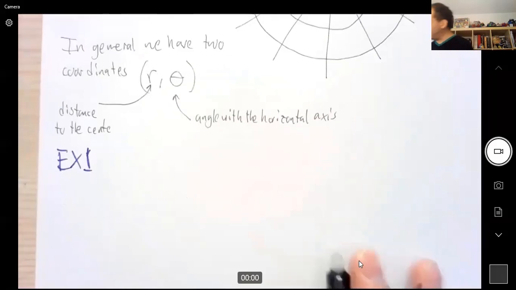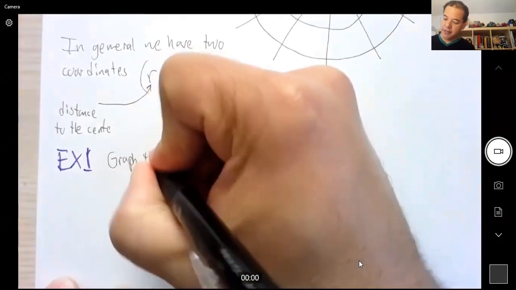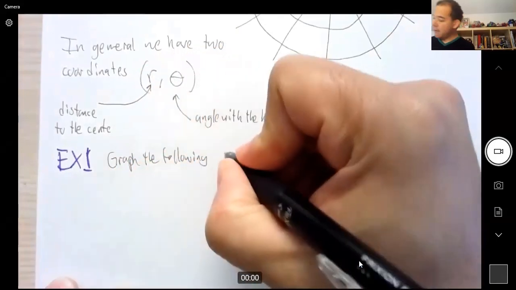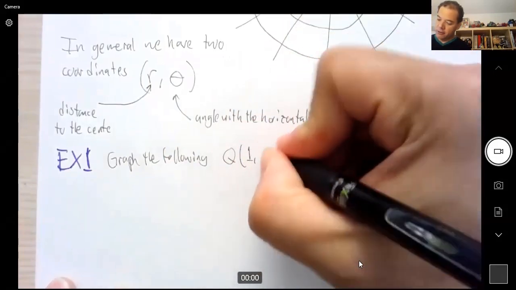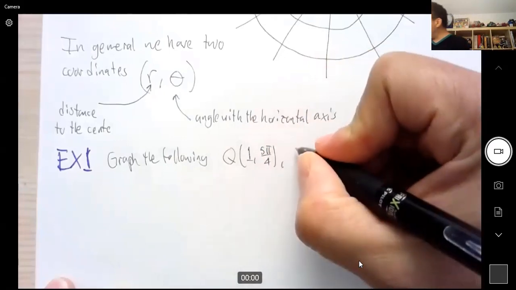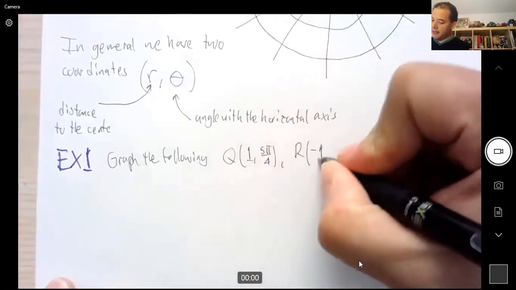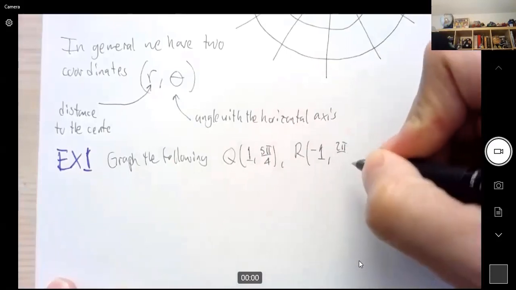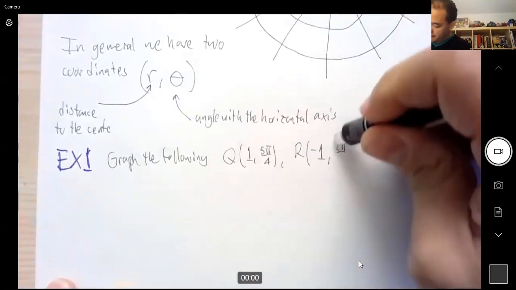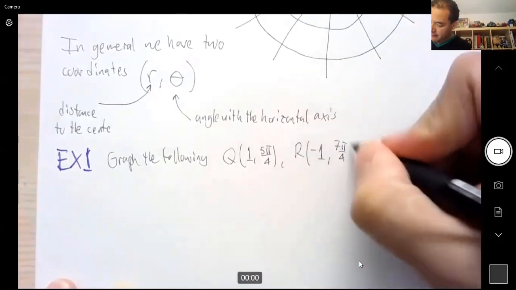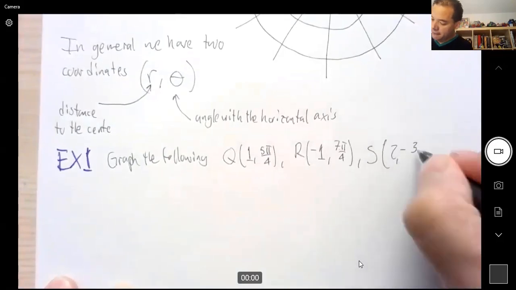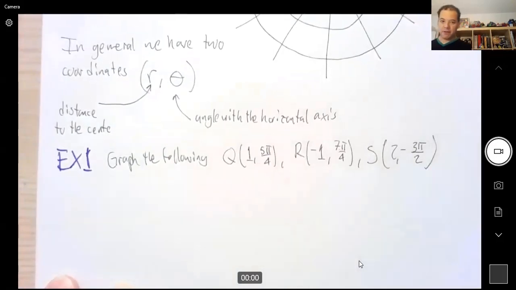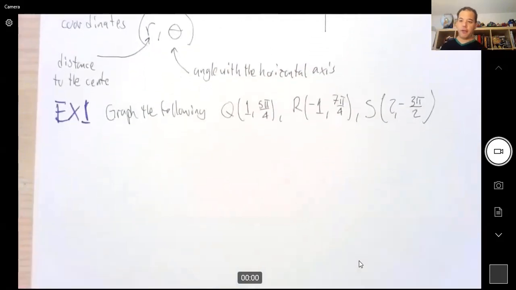It says the following. It says, graph the following points in polar coordinates. We have the point Q, (1, 5 pi over 4). The point R, (-1, 7 pi over 4). And the point S, which is (2, -3 pi over 2). Okay? All right, so let's do it.